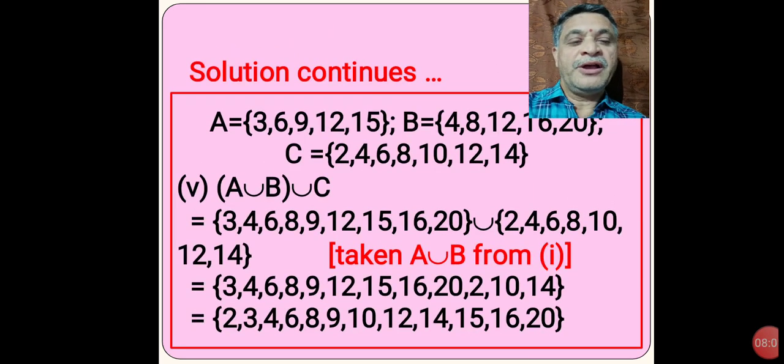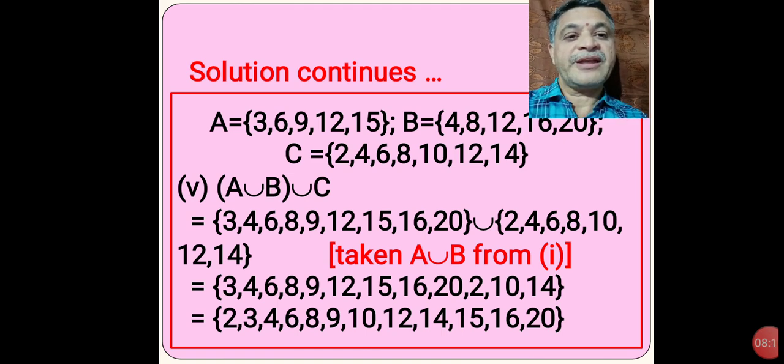And again, go to now (A union B) union C. Now take A union B from the first question. So A union B is already calculated in question number 1. So that's why we take it as granted: 3, 4, 6, 8, 9, 12, 15, 16 and 20. Union. What are the elements in C? Write it as 2, 4, 6, 8, 10, 12, 14. Now write the first set elements as it is: 3, 4, 6, 8, 9, 12, 15, 16, 20.